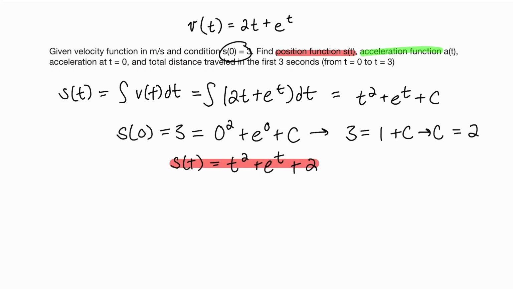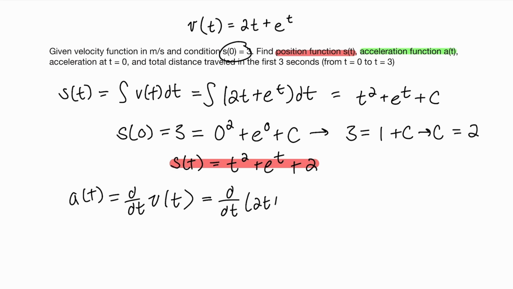So next we're asked to find the acceleration function. So to do this, we'll be taking the derivative this time of the velocity function. So just rewriting this out here. And then when you take the derivative, you'll get 2t plus e^t. So this is the answer for the acceleration function.